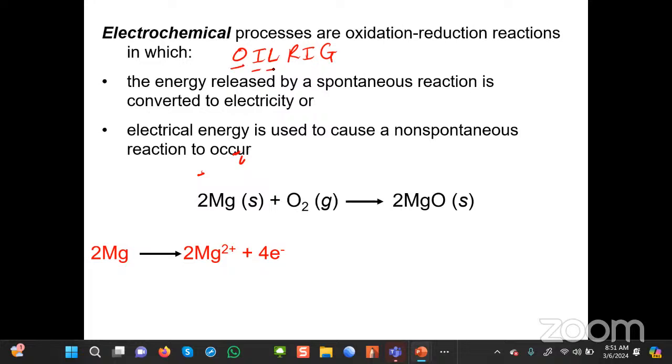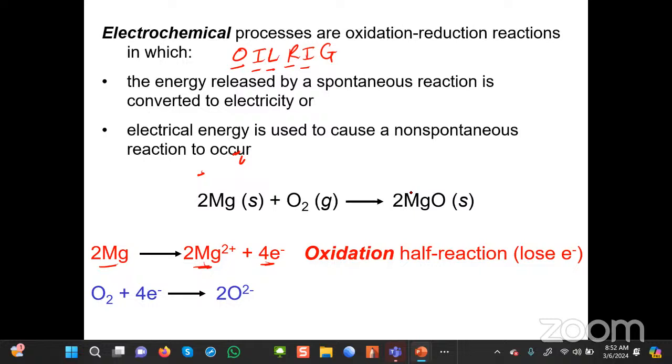Oxidation involves loss of electrons, reduction involves gain of electrons, right? So maybe that will help you in terms of remembering what is what, all right? So in this particular simple example, we have magnesium being converted by reaction with oxygen to form magnesium oxide. As a result of this reaction, the magnesium loses electrons to form the magnesium ions, and the oxygen gains the electrons lost, or I should say the 4 electrons total lost by the magnesium, to form the 2 oxide ions, all right?